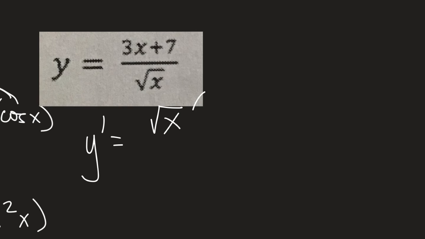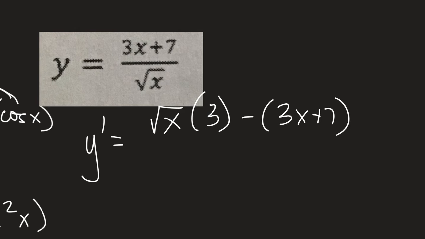Okay, back to another algebra one. So we have root x on the denominator and 3x plus 7 in the numerator. So we start with the low times the derivative of the high function, which is just 3 in this case, minus our 3x plus 7 times the derivative of root x.